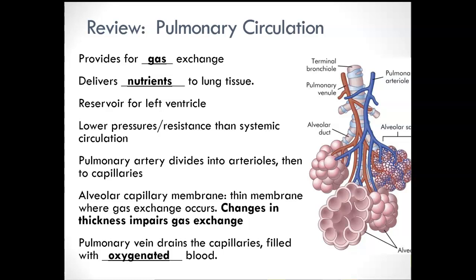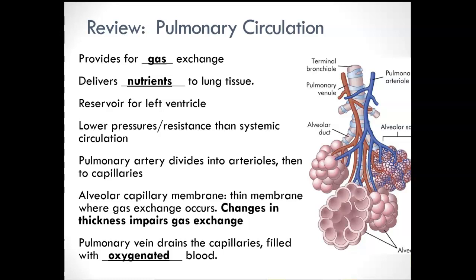The pulmonary artery divides into arterioles and then into capillaries. And one of the things that makes this all work is that our systemic circulation, just our general circulation out in our bodies, arms, legs, whatever, has a certain pressure to it. In the lungs, it's lower, which really facilitates that infusion of blood into those vessels and arteries. And then there's the alveolar capillary membrane, a thin membrane where the gas exchange actually occurs.